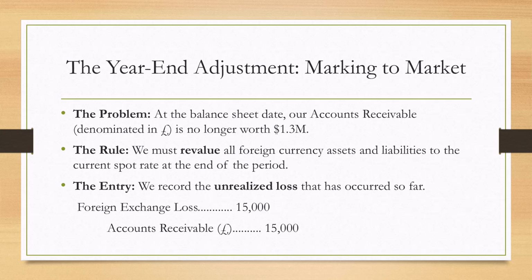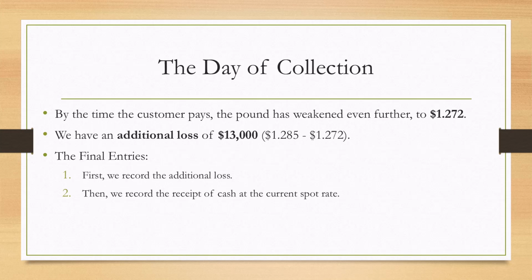Now, let's add a common complication. What if the company's fiscal year ends before the customer pays? At the balance sheet date, our accounts receivable, which is an asset denominated in pounds, is no longer worth the $1.3 million we originally recorded. The rule is clear. We must revalue all foreign currency assets and liabilities to the current spot rate at the end of the period. We have to mark to market. The journal entry records the unrealized loss that has occurred so far. We debit foreign exchange loss for $15,000, which will hit our income statement, and we credit the accounts receivable to reduce its book value.